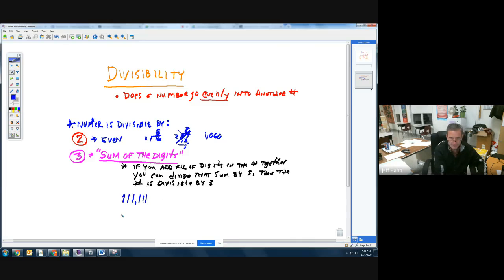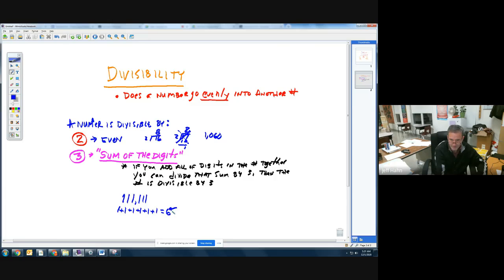The sum of the digits rule says that you take all of the digits and add them together. And what that means is this. The number 111,111 has 6 digits. They're all ones, but I'm going to add them all together. 1 plus 1 plus 1 plus 1 plus 1 plus 1. Was that 5? No, that's 6. 1 plus 1 is 2, 3, 4, 5, 6. The sum of the digits is 6.